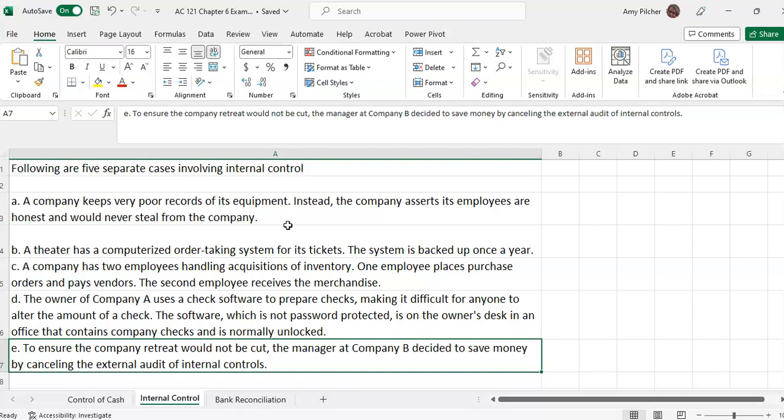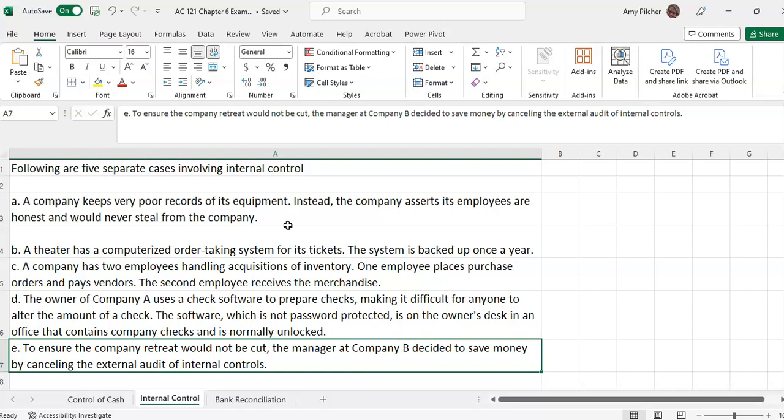Okay, so C, a company has two employees handling acquisitions of inventory. One employee places purchase orders and pays vendors. The second employee receives the merchandise. Okay, so this is dividing responsibility for related transactions. It sounds like the work is divided between two employees, but these activities should be divided between three employees in order to have full purchase control. One placing the purchase orders, one receiving the merchandise, and one paying for the merchandise.